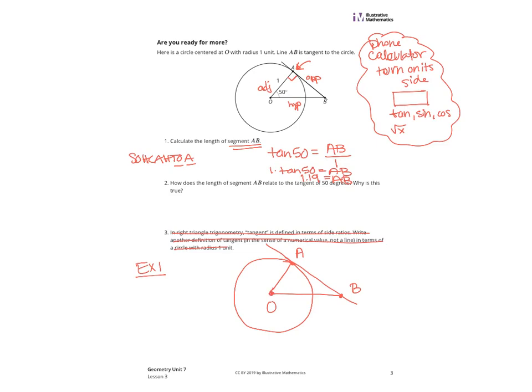Okay, so this time let's keep our radius at 1. And I'm going to tell you what the distance from A to B is. The distance from A to B is going to be 3.